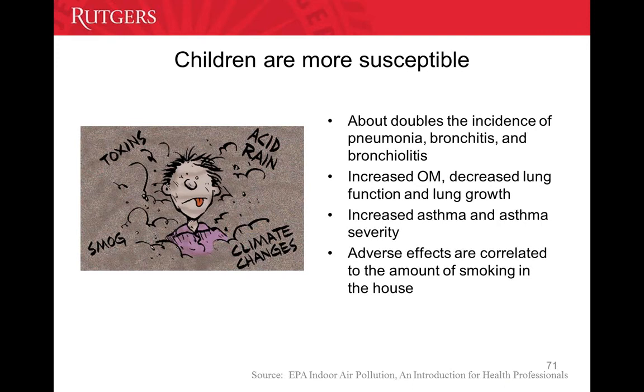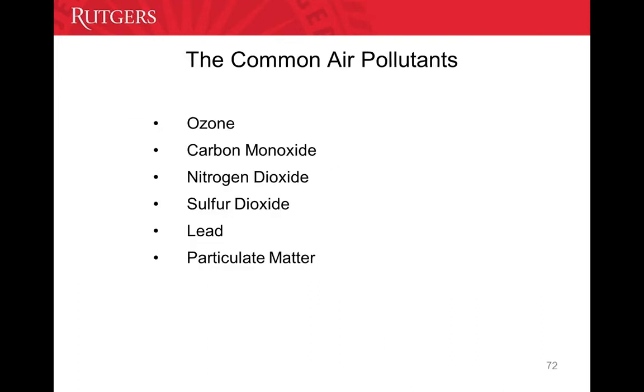As we said over and over again, we care about susceptible populations, and certainly children are very much in the line of fire. They're outside playing, especially children that have some health issues. We see an increased incidence in pneumonia, bronchitis, and other diseases from children's exposure to air pollution. There's an increase associated with asthma and asthma severity, but of course a whole range of other things as a result of smog and climate change, acid rain like the cartoon shows us.